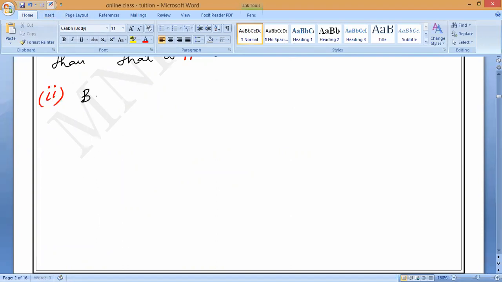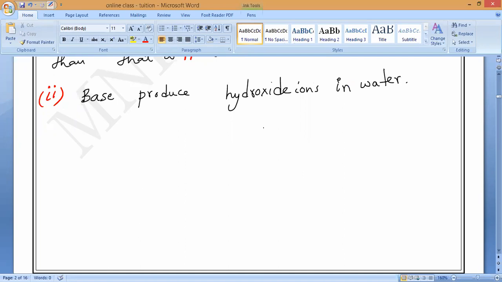As we know, a base will produce what? OH minus ions. Hydroxide ions, again in where? When they are in liquid state, or in water. Do you understand, all of you? In water they will produce the hydroxide ions.